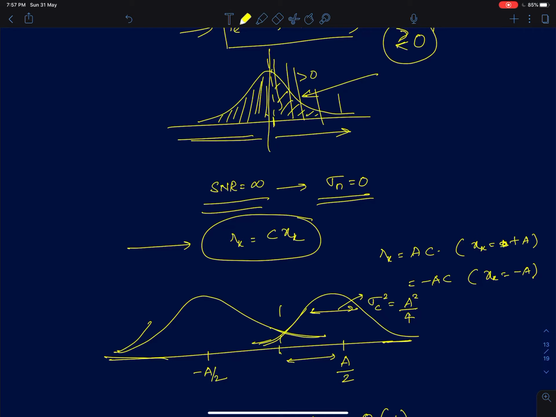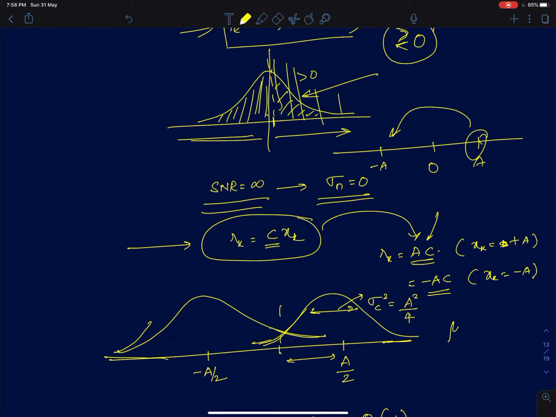So previously, if X of k was plus A, there was no way in an AWGN channel, once you made noise 0, that this signal could be misinterpreted as minus A. But now, because you have multiplied it by a factor C, and C happens to be a Gaussian random variable, if the transmitted symbol is plus A, you are going to get Rk as A into C. If it is minus A, you will get minus A into C. So if it is plus A, C is a Gaussian random variable, you multiply it with a factor, it's going to be a Gaussian random variable as well.